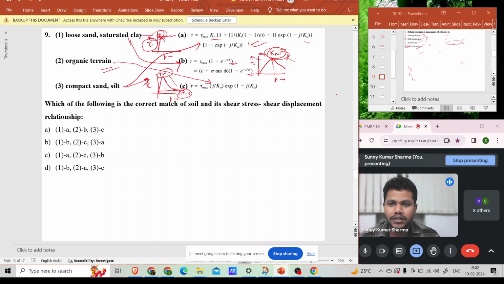So one is B, two is C, and three is A. B, C, A means B is the correct answer. This expression you don't need to remember. I just explained this in the last class, so I gave this question. So Sivaraman, is it clear to you now? Okay.